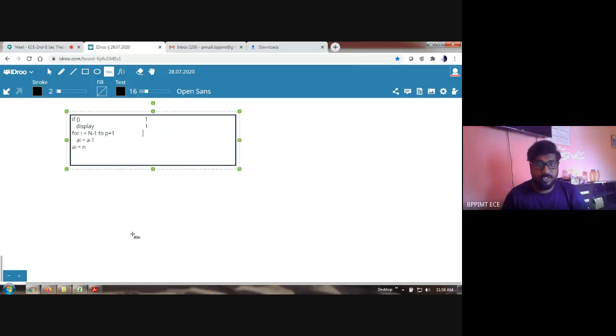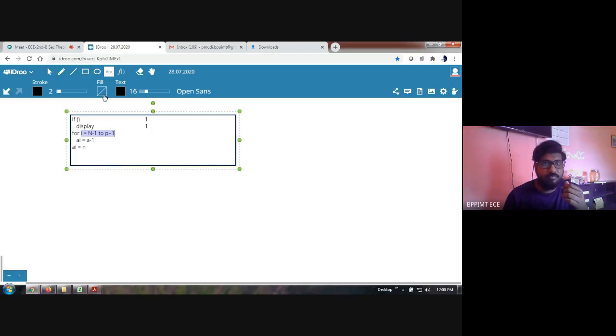Next, the for statement. Now it's important to understand how many times this for statement is being executed. For statement means this overall block is being executed. How many times? This overall block, the for block. That depends on the counter variable, the I variable.